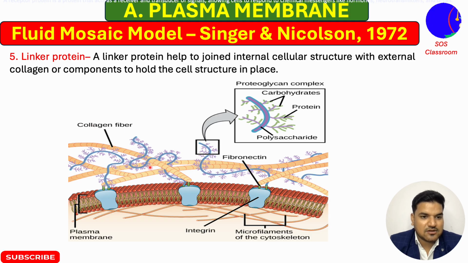So these are the collagen fibers you can see, and this is the linker protein. You can see the linker protein, carbohydrate protein and some polysaccharide molecules. So the linker protein helps to hold the structure in place by communicating with the internal environment in the cytosol or cytoplasm, and the external environment with the collagen fibers.